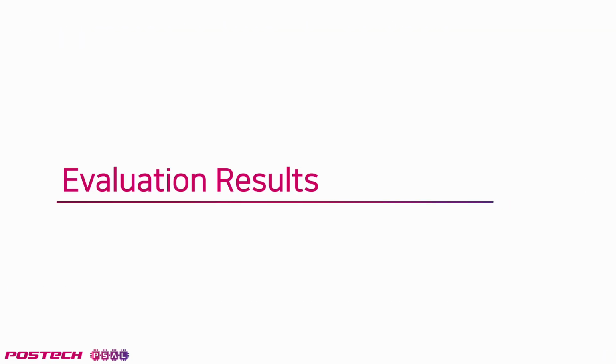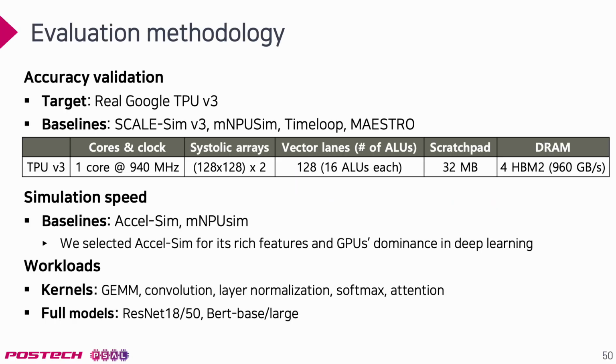So with that, I will present some evaluation results. Our validation target is Google TPU v3, which was the most recent TPU version with sufficient details available at the time of development. We compare against different simulators and analytical timing models using the configuration in the table. For simulation speed comparison, we only compared against cycle accurate simulators because obviously analytical models are way faster than PyTorchSim, although they don't provide very accurate results.